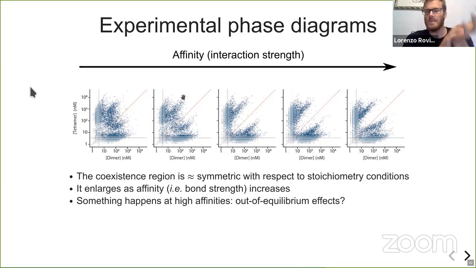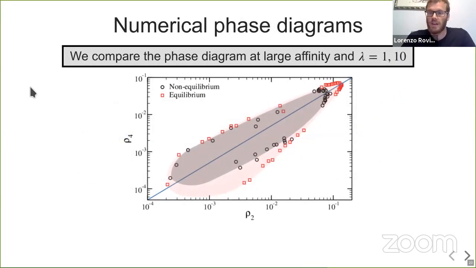And we thought that this might be an out of equilibrium effect. So we ran some simulations to check that. And we can do that with this sedimentation technique. Because if we run at really large affinities with lambda equal to 1, we are able to sample in equilibrium even if the affinities are so large. But if we use lambda equal to 10, we still have the single bond per patch condition, but we fall out of equilibrium. What we do here is we compute the phase diagram in simulations between lambda equal to 1, which is equilibrium, and lambda equal to 10, non-equilibrium conditions.